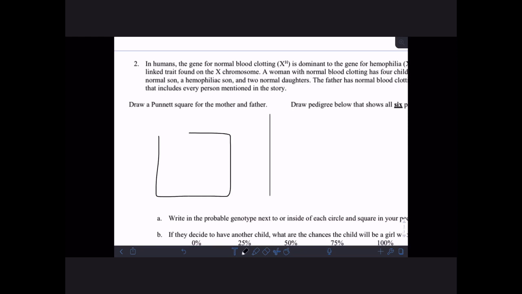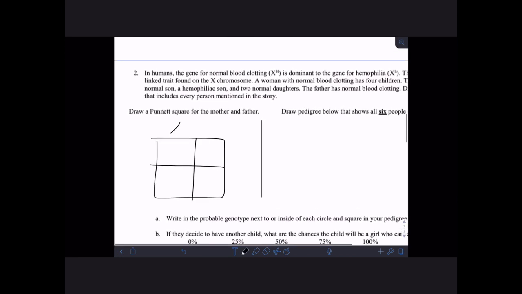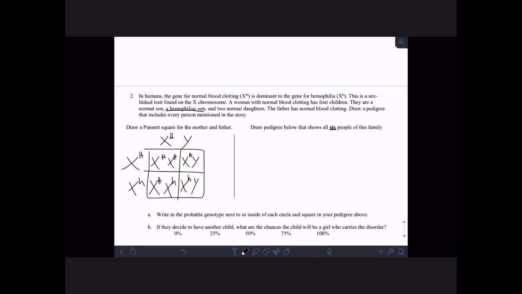Okay, so I'm going to begin by drawing my Punnett square of the father and the mother. I know that both the father and the mother are normal for blood clotting, so the father has to be X uppercase H, Y, and they have a hemophiliac son, so that means that the mother has to be a carrier. So as I fill in the Punnett square, I find that there is only a 25% chance of having a child who has hemophilia.